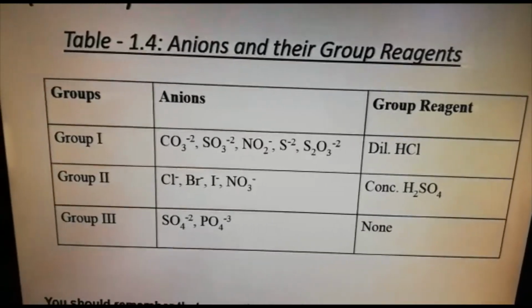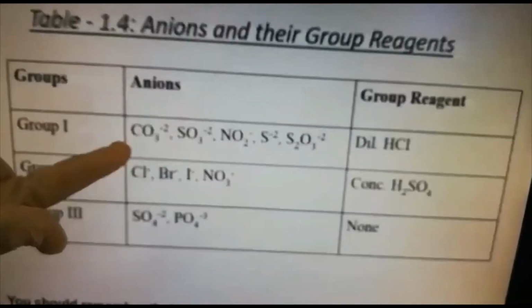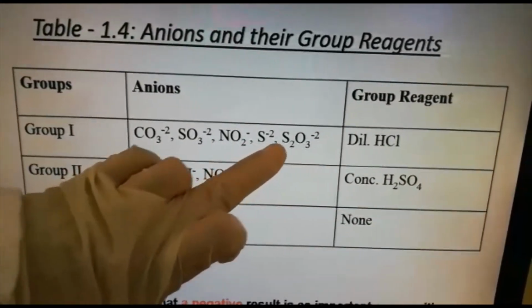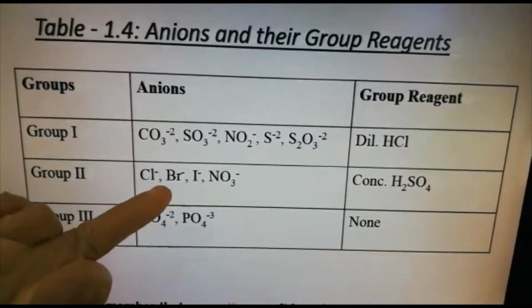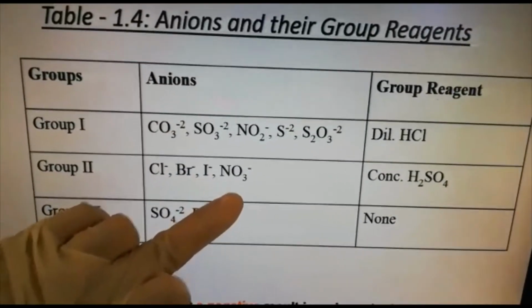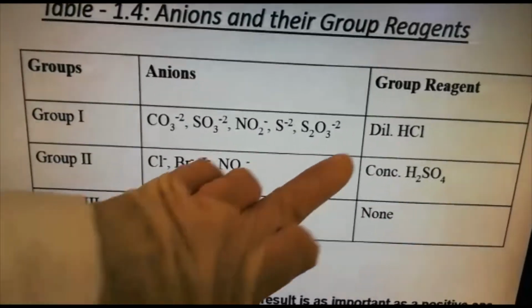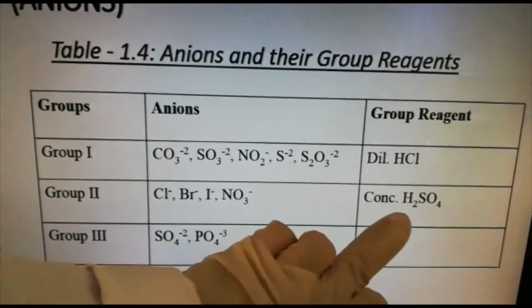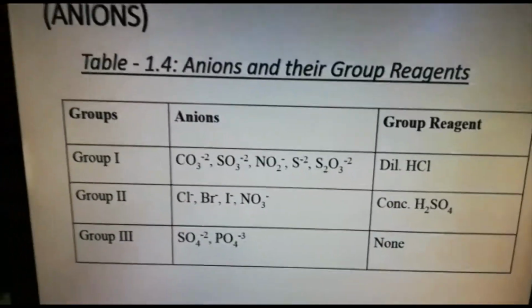So group 1, the group reagent is dilute HCl, and it contains carbonate, sulfite, nitrite, sulfide, thiosulfate. And group 2 is chloride, bromide, iodide, and nitrate. Group 3 is sulfate and phosphate. There is no group reagent for group 3, but for group 2, it's concentrated sulfuric acid, and for group 1, it's dilute HCl.